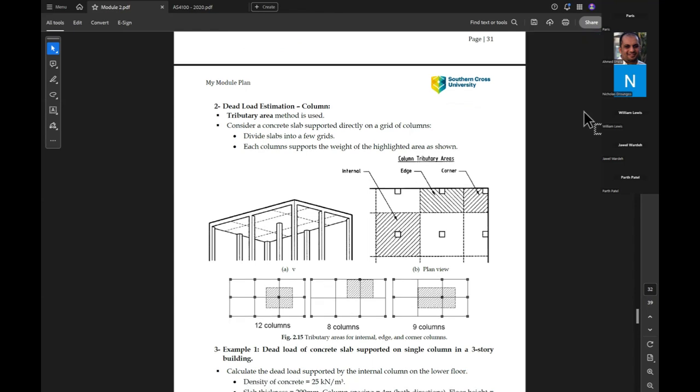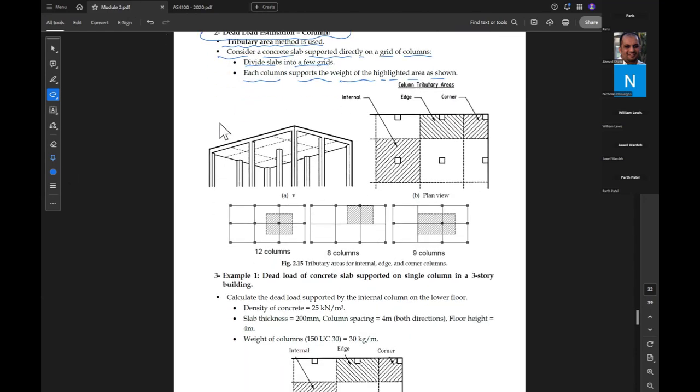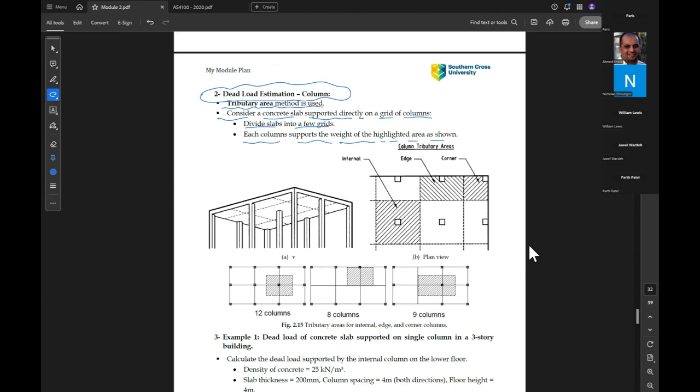Okay, so now we go further to dead load estimation on columns. For dead load calculation, we mainly use the tributary area method, or the area method. We need to consider, for example, a slab supported directly on a grid of columns. You need to divide the slab into a few grids. Each column will support the weight of the highlighted area. This is an example of what we use for calculating the dead loads or live loads on elements.